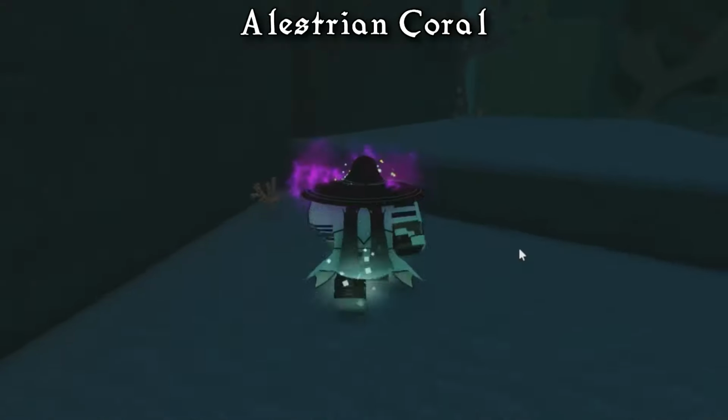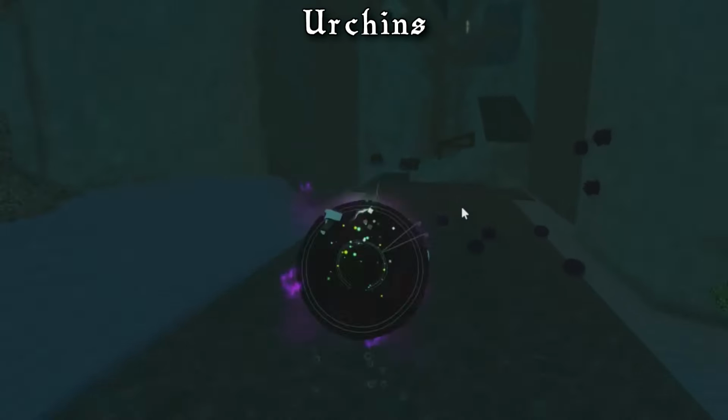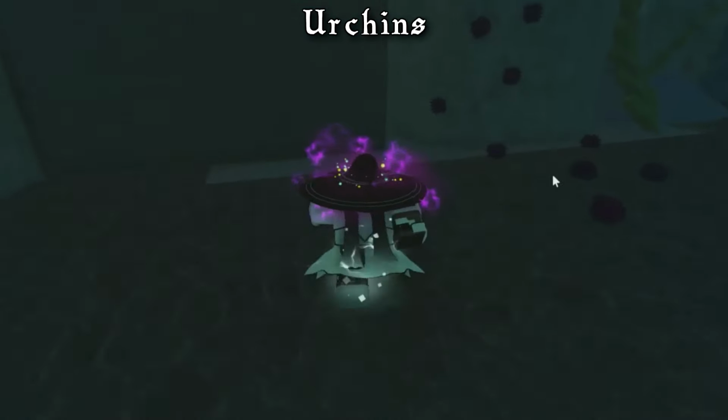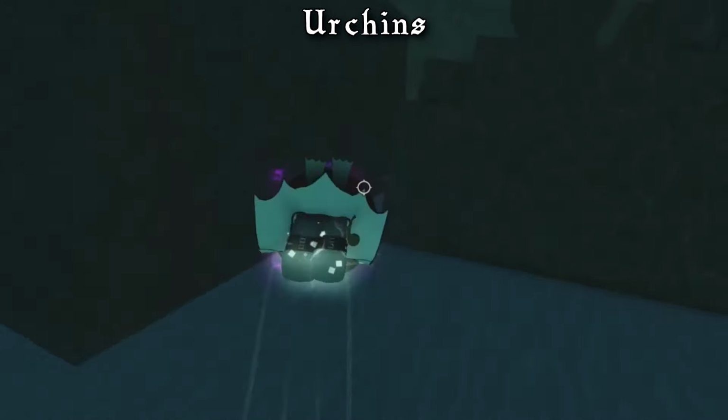In all honesty, good luck finding some hotspots for Alestrian coral, and I'd say just find one and start server hopping the same spot or spots you know. I usually get my urchins by this wall within the city, or you could get them by the other wall outside of the city and near the entrance to the Temple of Hearts.